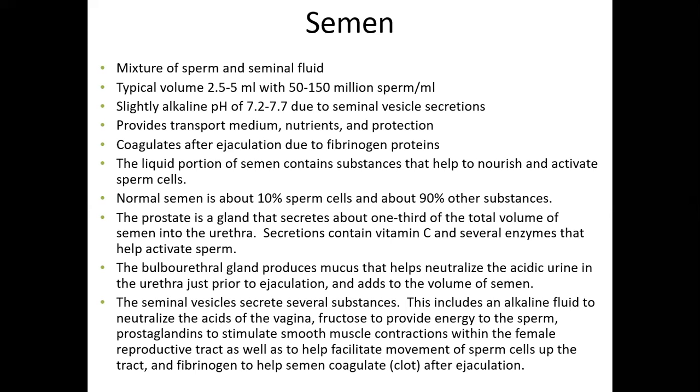The secretions from the prostate contain vitamin C and several other enzymes that help activate the sperm. The bulbourethral gland produces mucus, as I said earlier, that neutralizes acidic urine in the urethra just prior to ejaculation, and adds a little volume to semen. The seminal vesicles secrete several substances, including an alkaline fluid neutralizing acids of the vagina, fructose, which provides energy to the sperm, prostaglandins to stimulate smooth muscle contractions within the female reproductive tract, as well as to facilitate the movement of sperm up the female reproductive tract, and fibrinogen, which I just mentioned, is what helps the semen coagulate or clot after ejaculation.